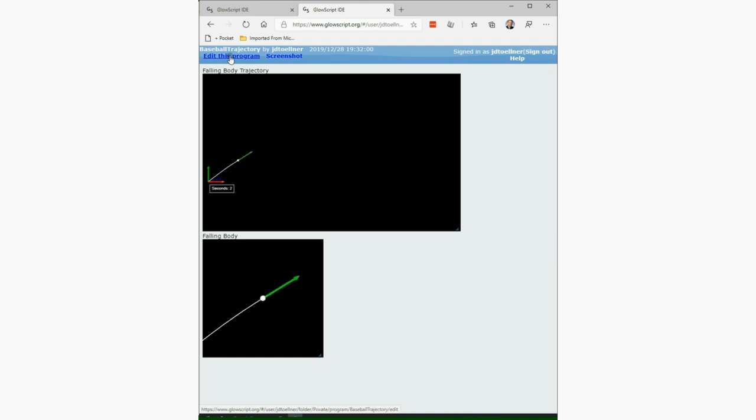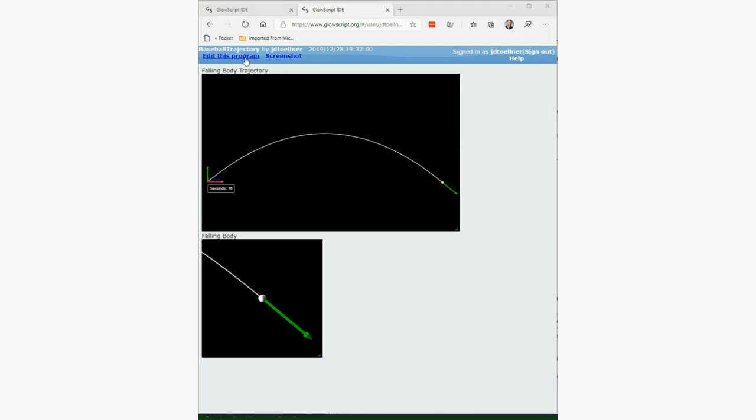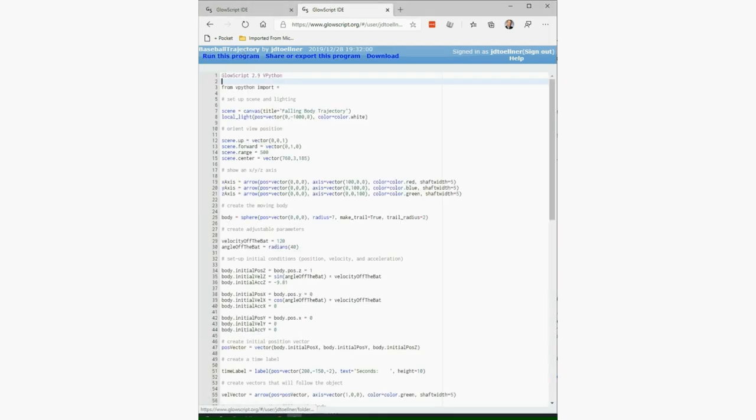Now when I run this program, in the bottom display, you can see more clearly the velocity vector. And you can see it's actually increasing in length. It was longer when the ball started, and it was longer when the ball finished, and shorter in the middle.